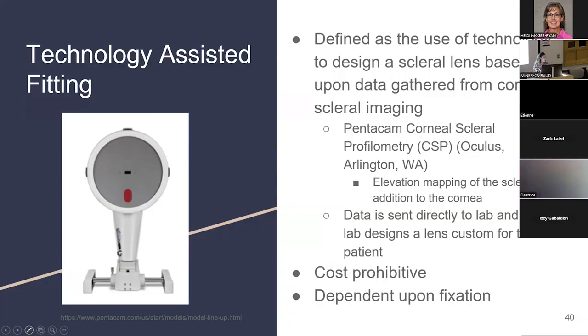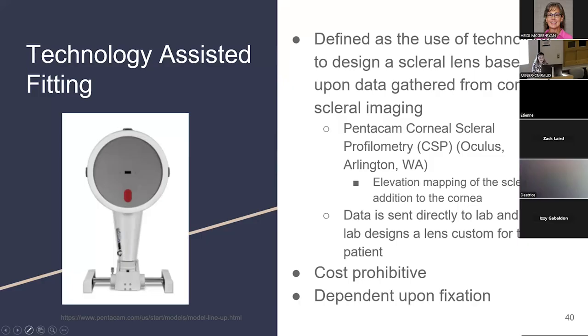So elevation mapping of both the cornea and the sclera. This data can be sent directly to a lab where they can design a lens that's custom from day one for that patient. So rather than just having me put on a trial lens in office, I can do this and send it to the lab, and that lens is customized right away when we put it on the patient's eye. Why don't we do this for everybody?